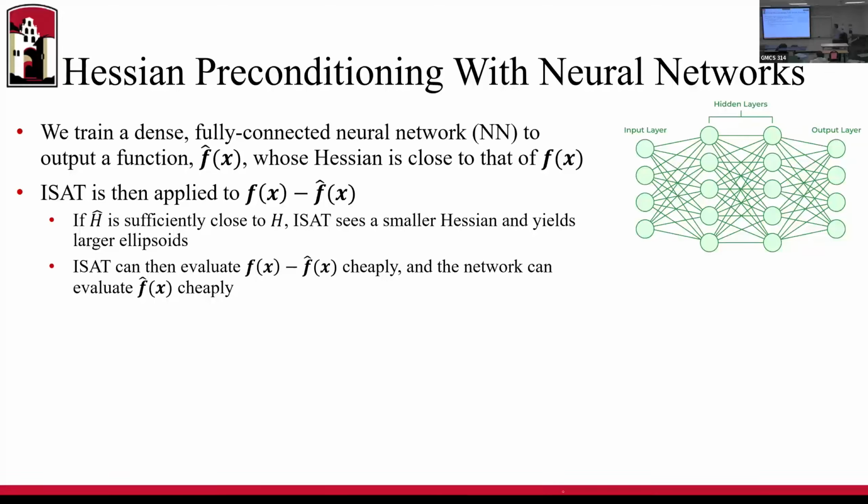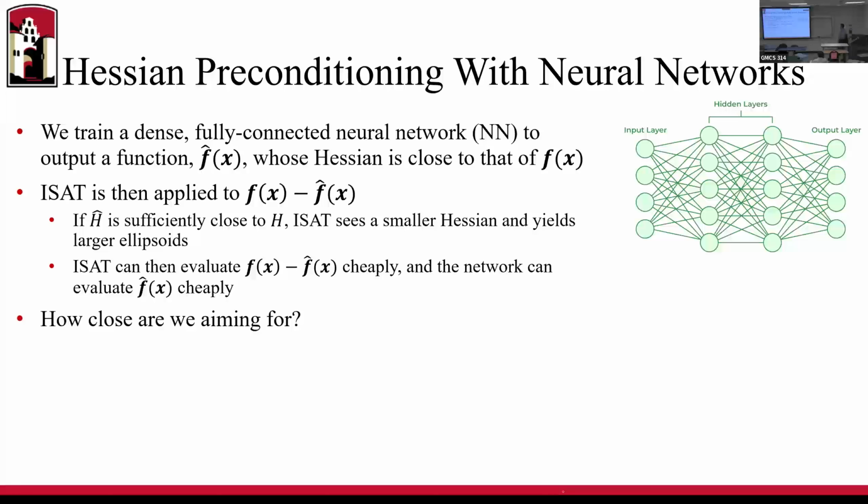Okay, and then having this neural network preconditioning and ISAT, they can join forces. ISAT can evaluate f of x minus f hat of x cheaply, and the network can evaluate f hat of x cheaply. Then we can just add them up, and we have a full evaluation of f of x.